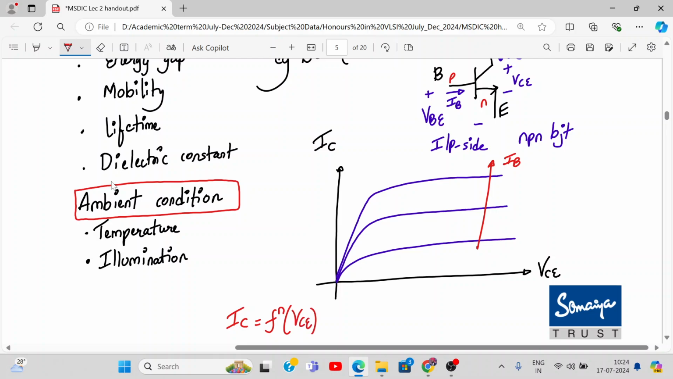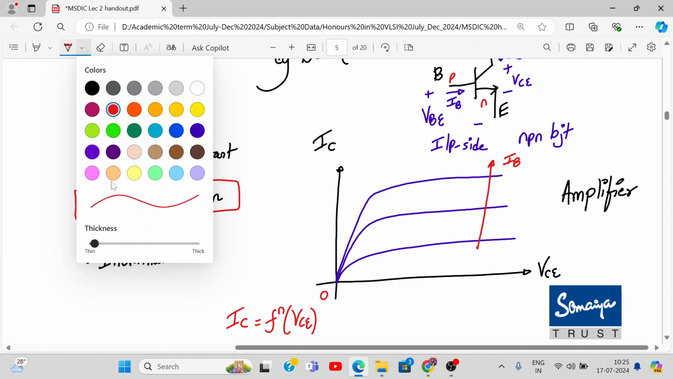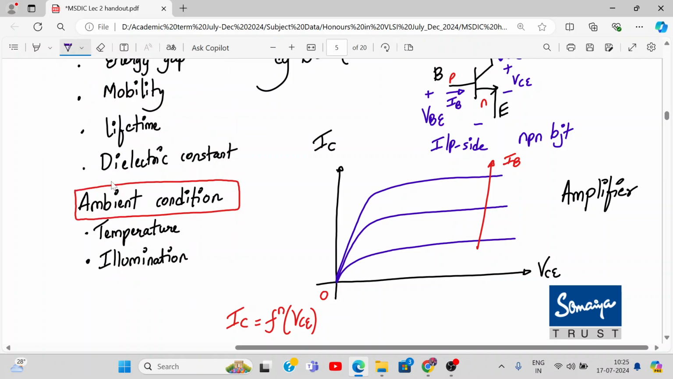This again comes under the category of DC current versus voltage characteristics. The application of such a device will be amplifiers. Your BJT is normally preferred as a switch also, and it can be used as an amplifier also. So one of the applications of a BJT device is amplifier. So we'll study these kinds of characteristics.